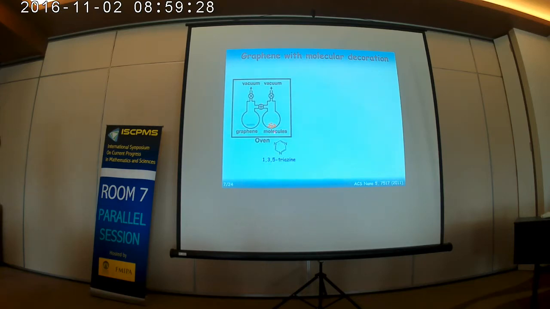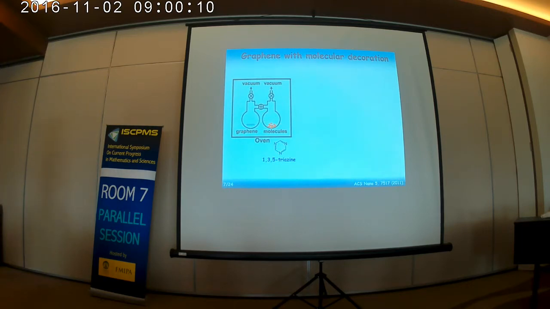And our experiment is very simple, as you can see. We first put the chemical vapor deposition graphene in this vessel, and then we took the organic molecule triazine in another vessel. The triazine molecule is an electron-rich molecule due to the incorporation of nitrogen atoms in the ring, so we are expecting some electrons will transfer from the triazine molecule to the graphene.